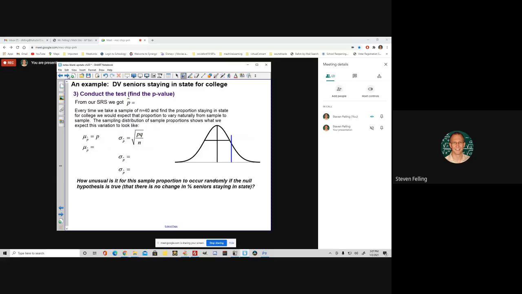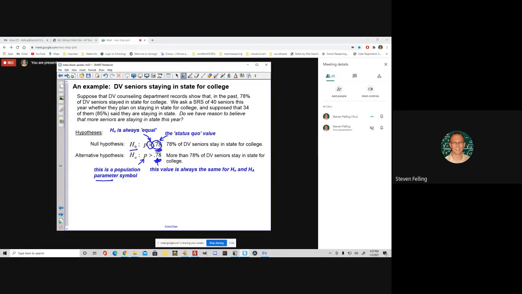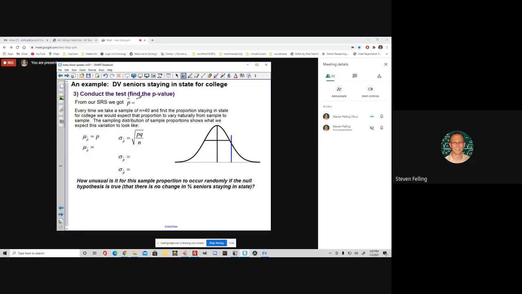So here's how we do this by hand. First of all, from our SRS, what was the value? It was 34 out of 40, which is 85%. So 34 out of the sample of 40 is 85%. That becomes our p hat value. And then we say, if we were to compare how much p hat would vary from sample to sample, what would we see? Well, we know that this is going to align itself with the population value. We're currently assuming that that's 78%. So we're going to put that as our mean.